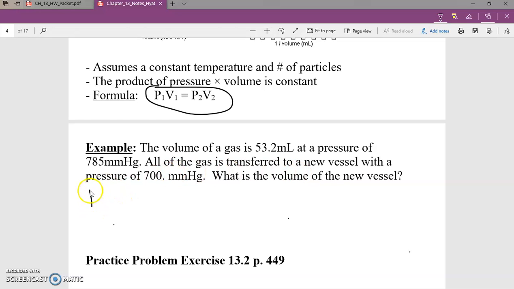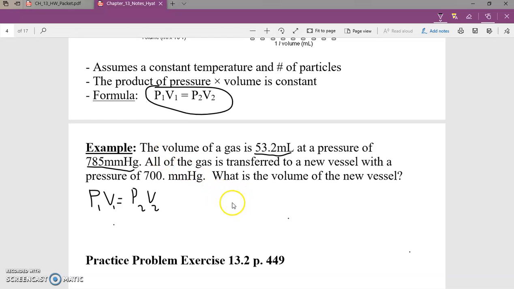Again, just follow that equation: P1 V1 equals P2 V2. We're going to follow this. It's the pressure here. You can see a few things happening here. These two are our first values that they give us. Usually when they give you that, you can say that's your starting point: 53.2 milliliters at a pressure of 785 millimeters mercury.